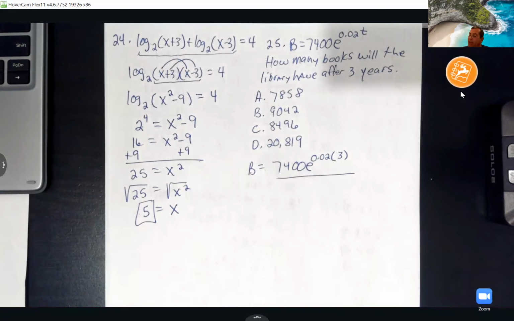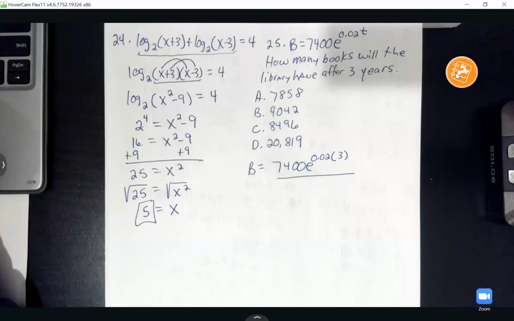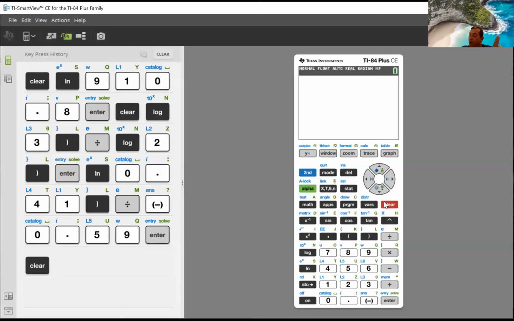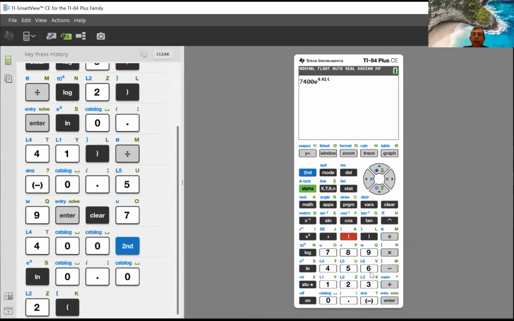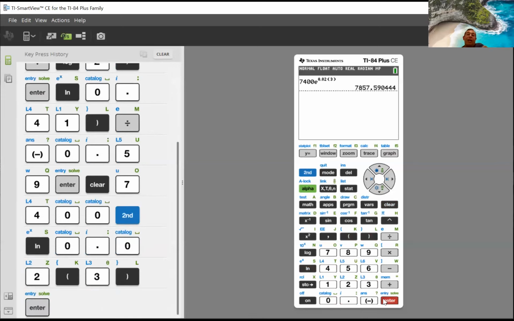So what are you getting? 7,858 or so? Yeah, it's 57, but then you're going to round it, right, because it's got to be to the nearest book on that one. Good job. So y'all, I would punch in 7,400 like you did, and then I always hit second LN, and that gives me the e with the exponent, and then 0.02 times 3. Because we're rounding to the nearest book, that 5 kicked it up to 7,858, which was definitely A on that one, okay?